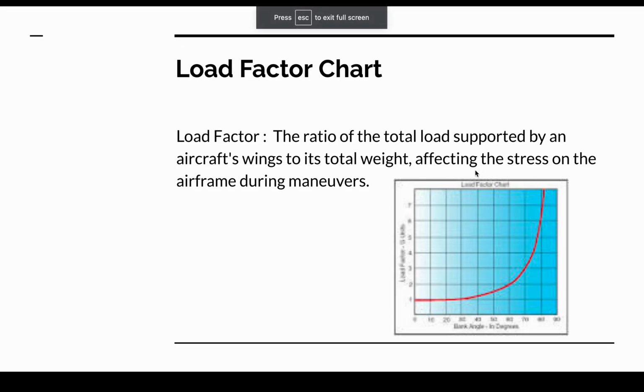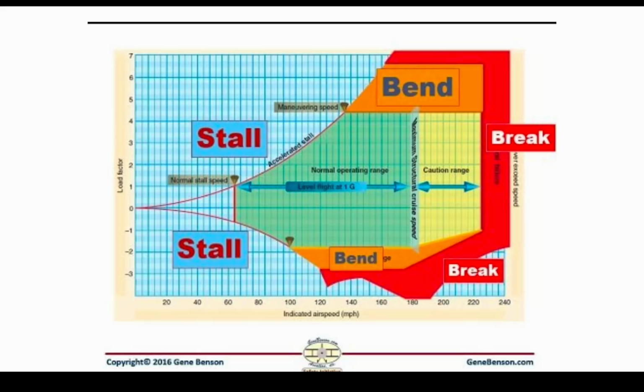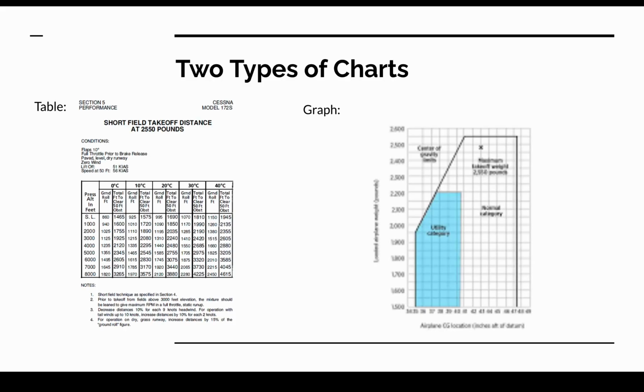And then we're going to talk about load factor, because this is how much load we're putting on the airplane, how much force we're putting on the airplane. It's the ratio of the total load supported by an aircraft's wings to its total weight, affecting the stress on the airframe during maneuvers. We're going to talk about this chart a little bit and how load factor works.